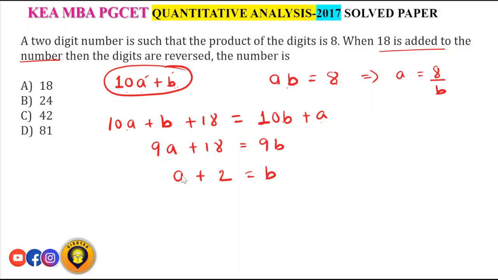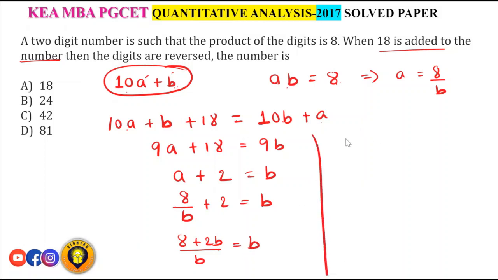So if you replace A by 8 by B, then what will you get? 8 by B plus 2 is equal to B. Correct? So here B is the LCM. So 8 plus 2B upon B is equal to B, which means B and B will multiply. B square is equal to 2B plus 8. So B square minus 2B minus 8 is equal to 0.